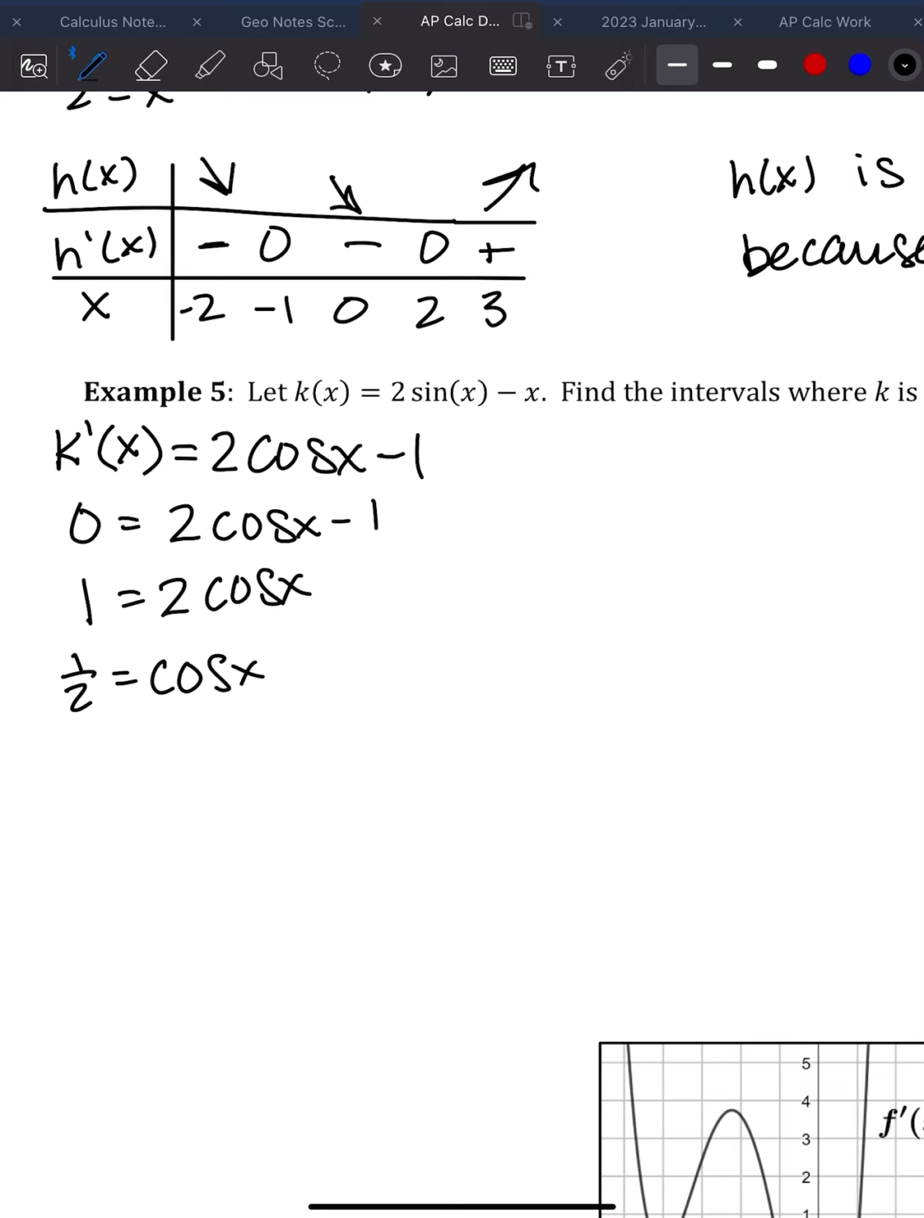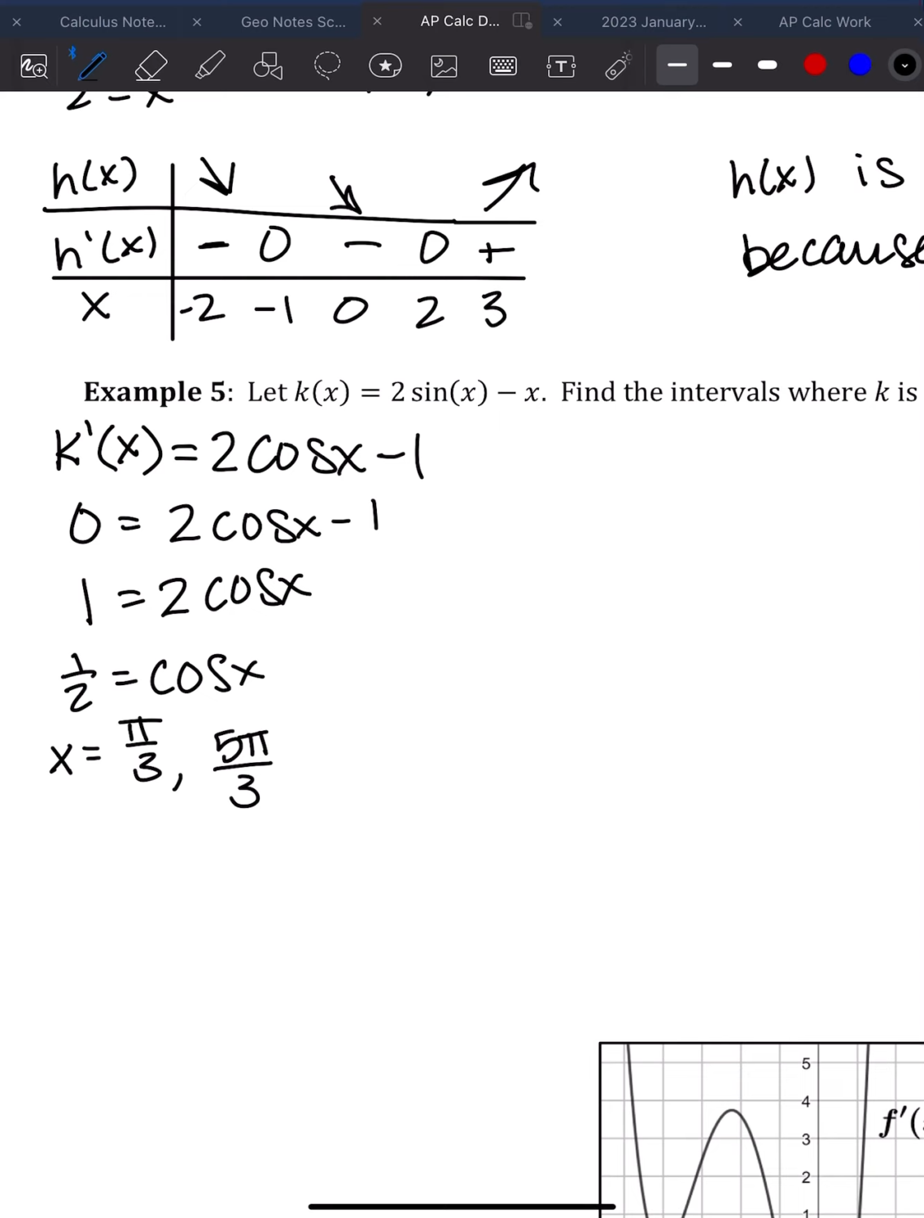So we have 1 is equal to 2 cosine of x, or 1/2 is equal to cosine of x. So we have these values of x when cosine of x equals 1/2. If we think about the unit circle, cosine is equal to 1/2 at pi over 3, and if I were to reflect it, that would be 5 pi over 3. So what I can decide is these x values of pi over 3 and 5 pi over 3.